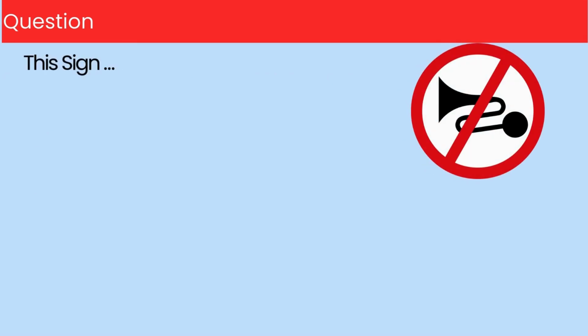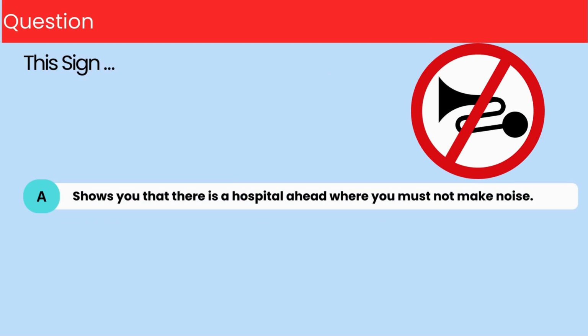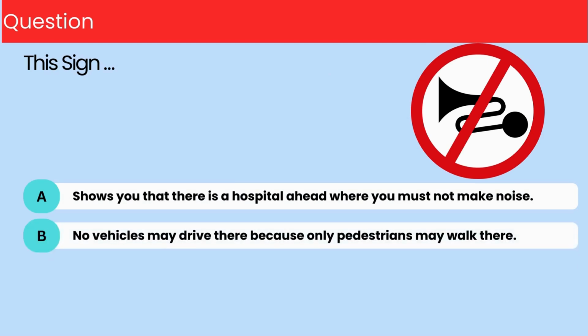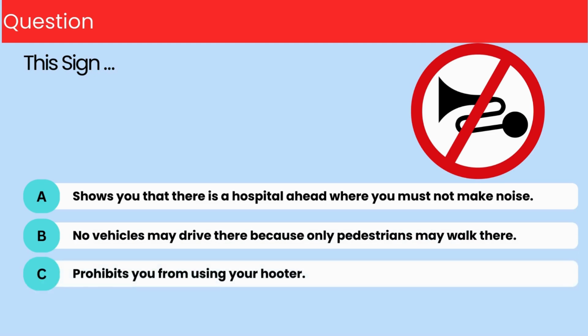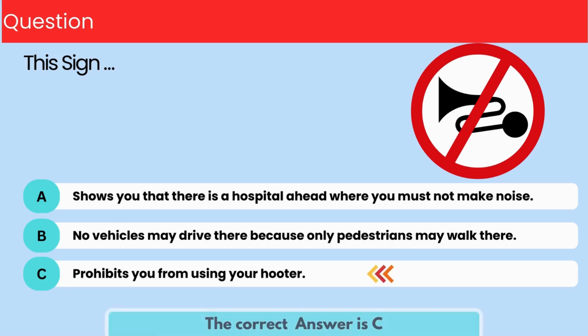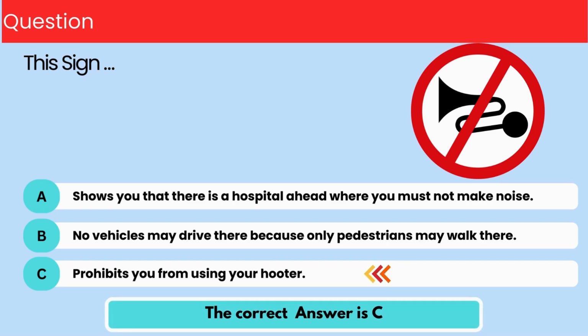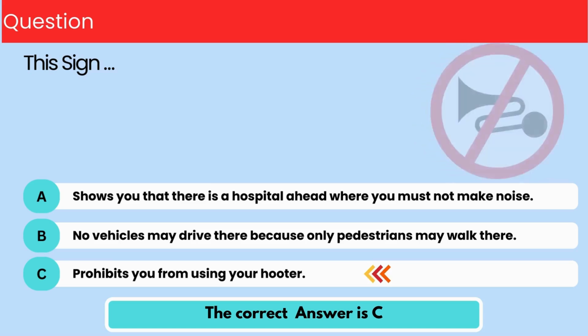Question. This sign A. shows you that there is a hospital ahead where you must not make noise. B. No vehicles may drive there because only pedestrians may walk there. C. Prohibits you from using your hooter. The correct answer is C. This sign prohibits the use of hooters or car horns in the area it applies to. It is often placed near sensitive zones such as hospitals, schools, or residential areas where excessive noise can be disruptive.